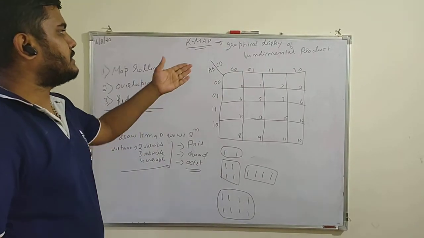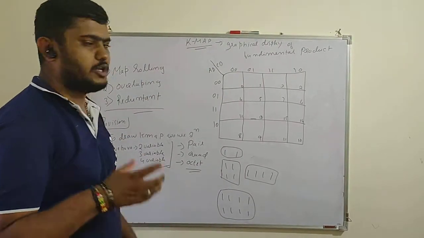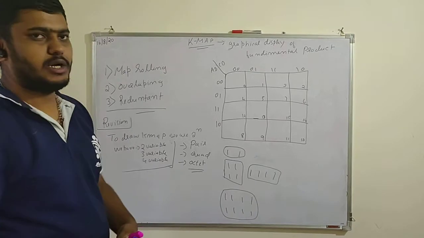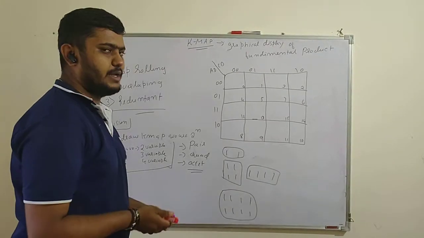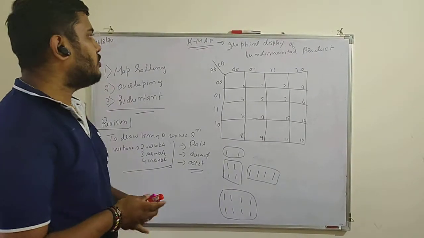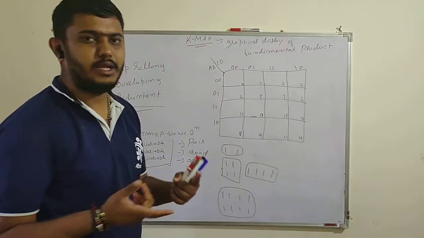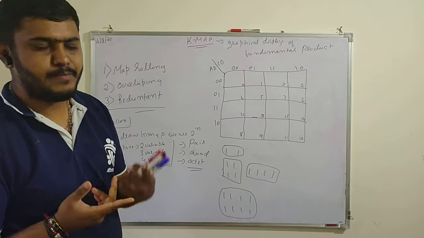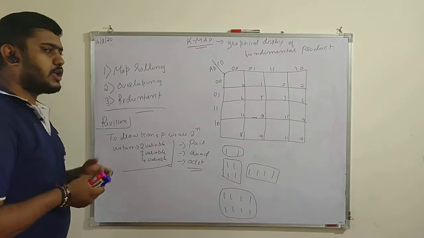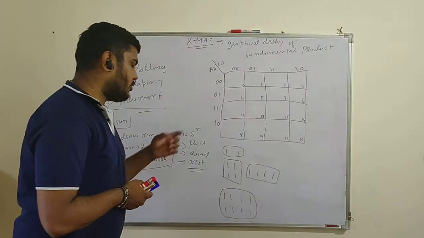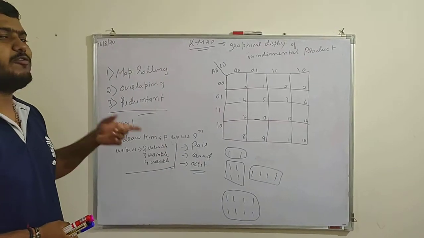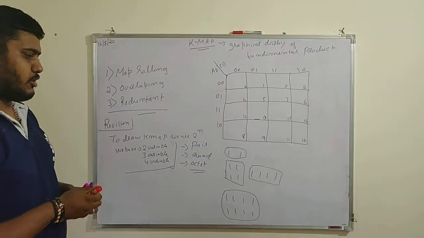A K-map is a graphical display of a fundamental product. So what is this fundamental product? Whatever outputs we get, that is known as a K-map. We can draw a K-map for two possibilities: one is sum of product and the other is product of sum. To draw a K-map, we use the formula 2 to the power of n, where n is the number of inputs.